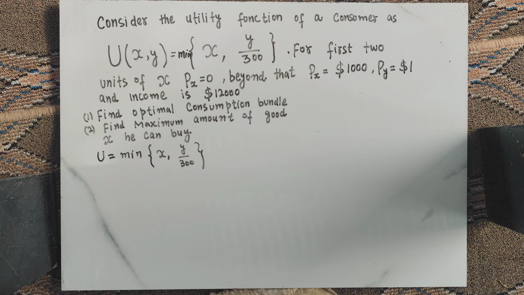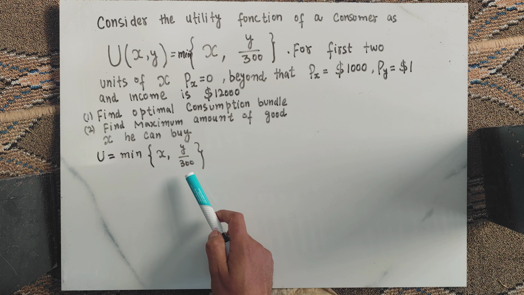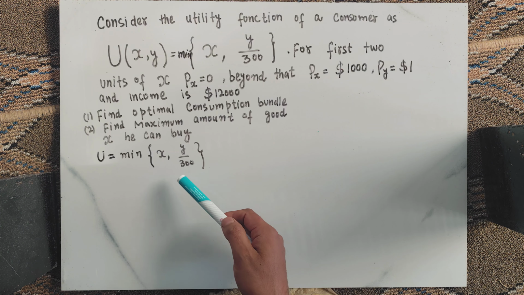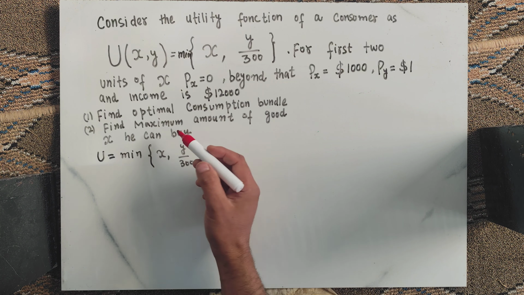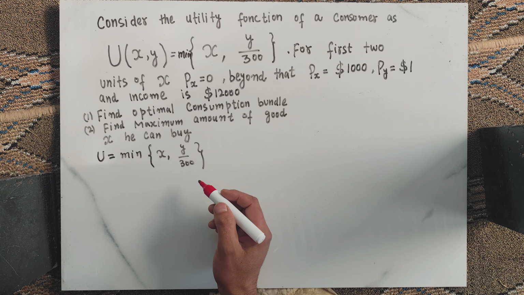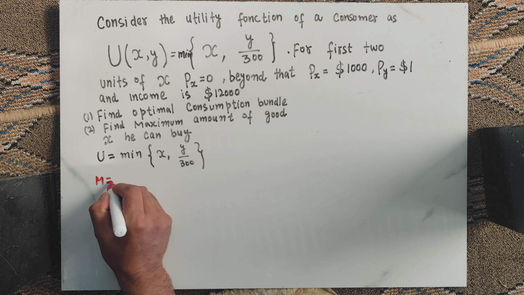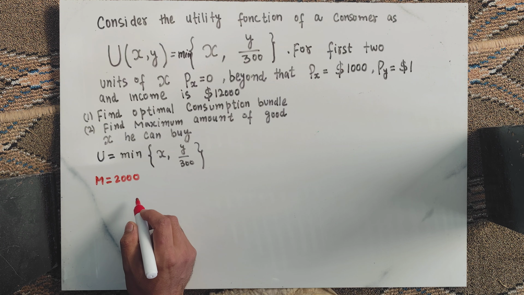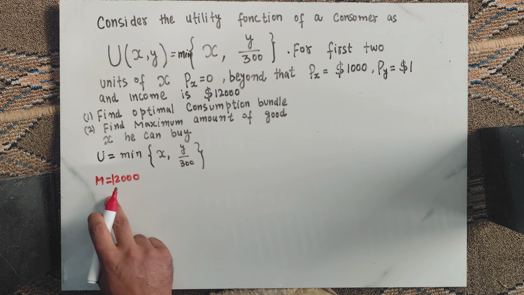Now we have this case. For every unit of good x, the consumer purchases or has 300 units of good y. So this is our proportionality here. Now we are being given additional information. Let me write what we are being given here. We have the budget of the consumer, which is 2,000, or rather it is 1,200. That is the total income of the consumer.